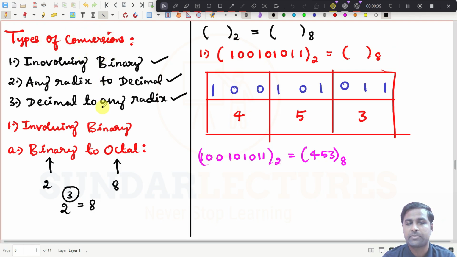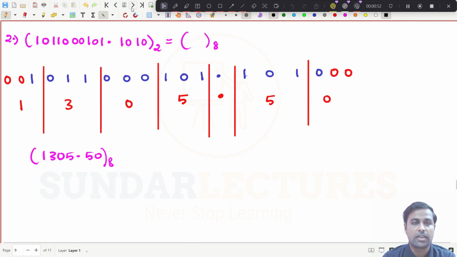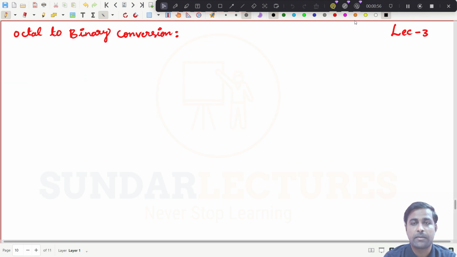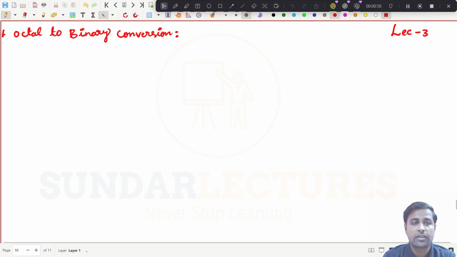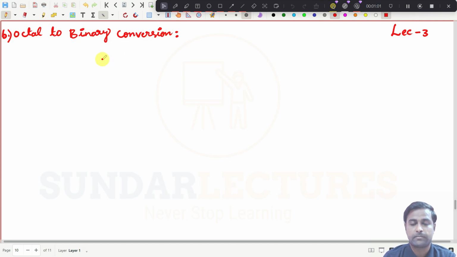We have also gone through the types of conversion involving binary: any radix to decimal, decimal to any radix, and we have taken the first one, that is binary to octal. In binary to octal we have taken the binary numbers and then converted them into octal, right? Now the next one, we have taken another example, and this one is B, octal to binary.